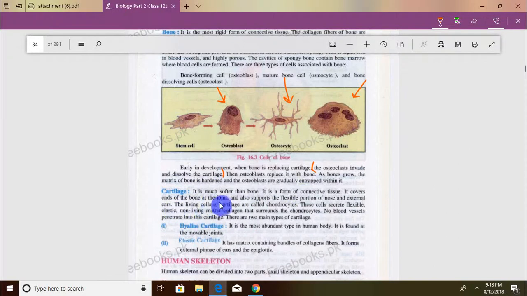So the living cells of the cartilage are called the chondrocytes. And what do the chondrocytes, that is the living cells of the cartilage, do? They secrete flexible, elastic, non-living matrix collagen, which sort of surrounds the chondrocytes. No blood vessels can penetrate. Now this is interesting.